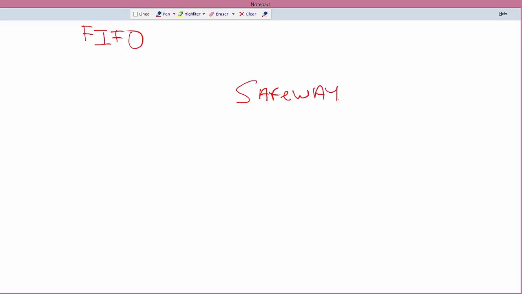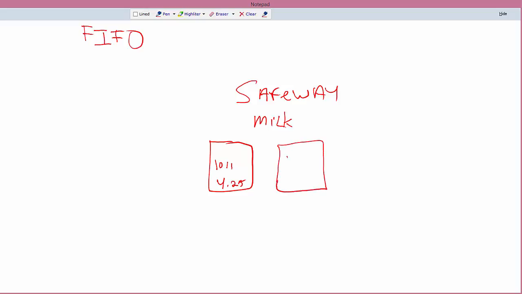Okay, so we have what? We have a Safeway, and then we go all the way to the back of Safeway, and there's a milk fridge sitting there, isn't there? And what happens in that milk fridge? They have milks that they bought, say, on October 1st. Let's say those cost $4.25 a gallon. I'm just making these prices up. I don't know what it costs for a gallon of milk. That sounds about right. Then what?